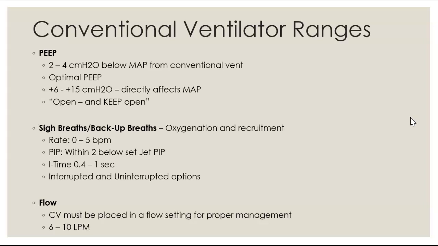The conventional ventilator, like the Draeger, sometimes will have a manual inspiratory time along with our I-time. We want to make sure that this is set in a flow, because this is an interrupted flow form of ventilation. So you have to unlock it, grab your senior RT, they probably have the code written down somewhere for everybody to find, unlock the vent, put it in the flow. And typically it will be between 6 to 10 liters per minute.